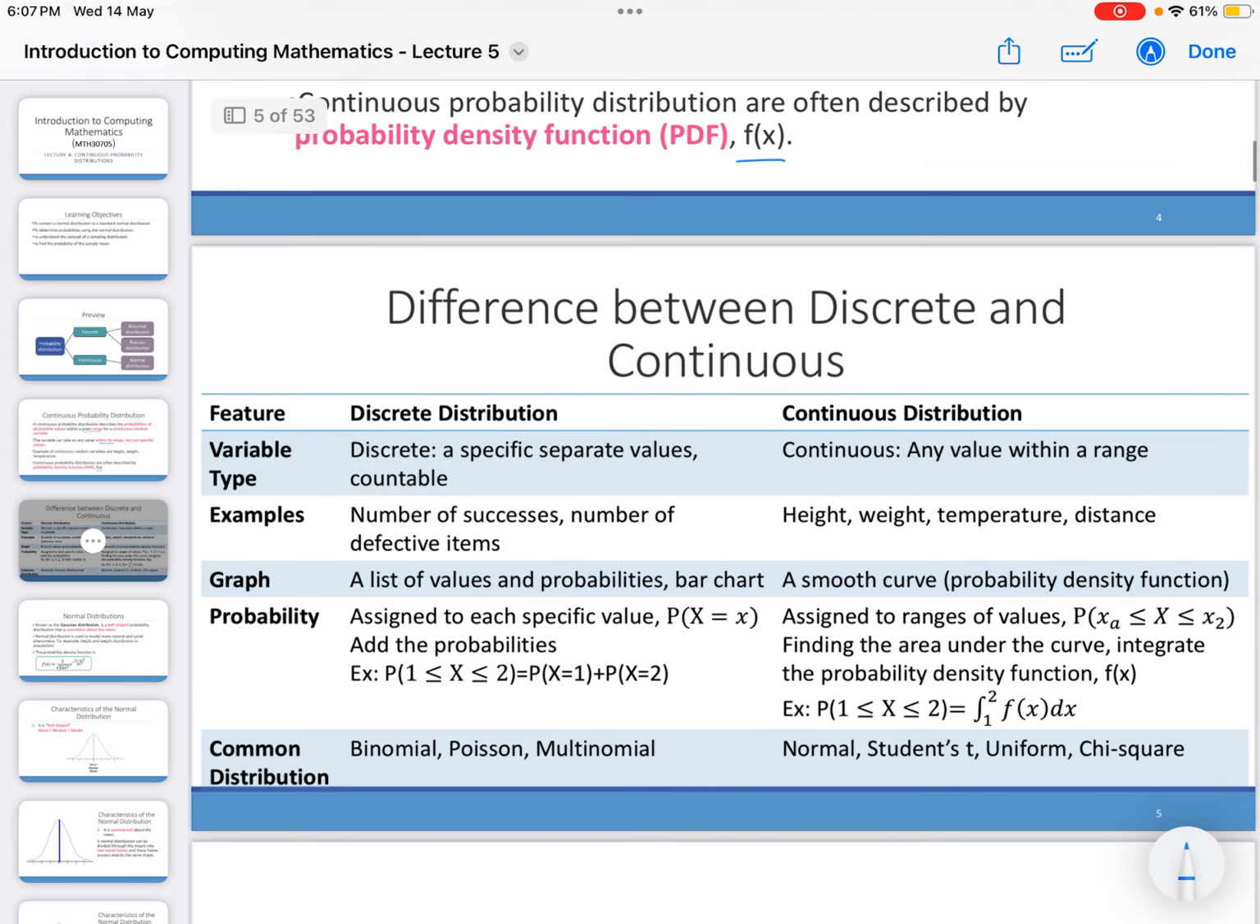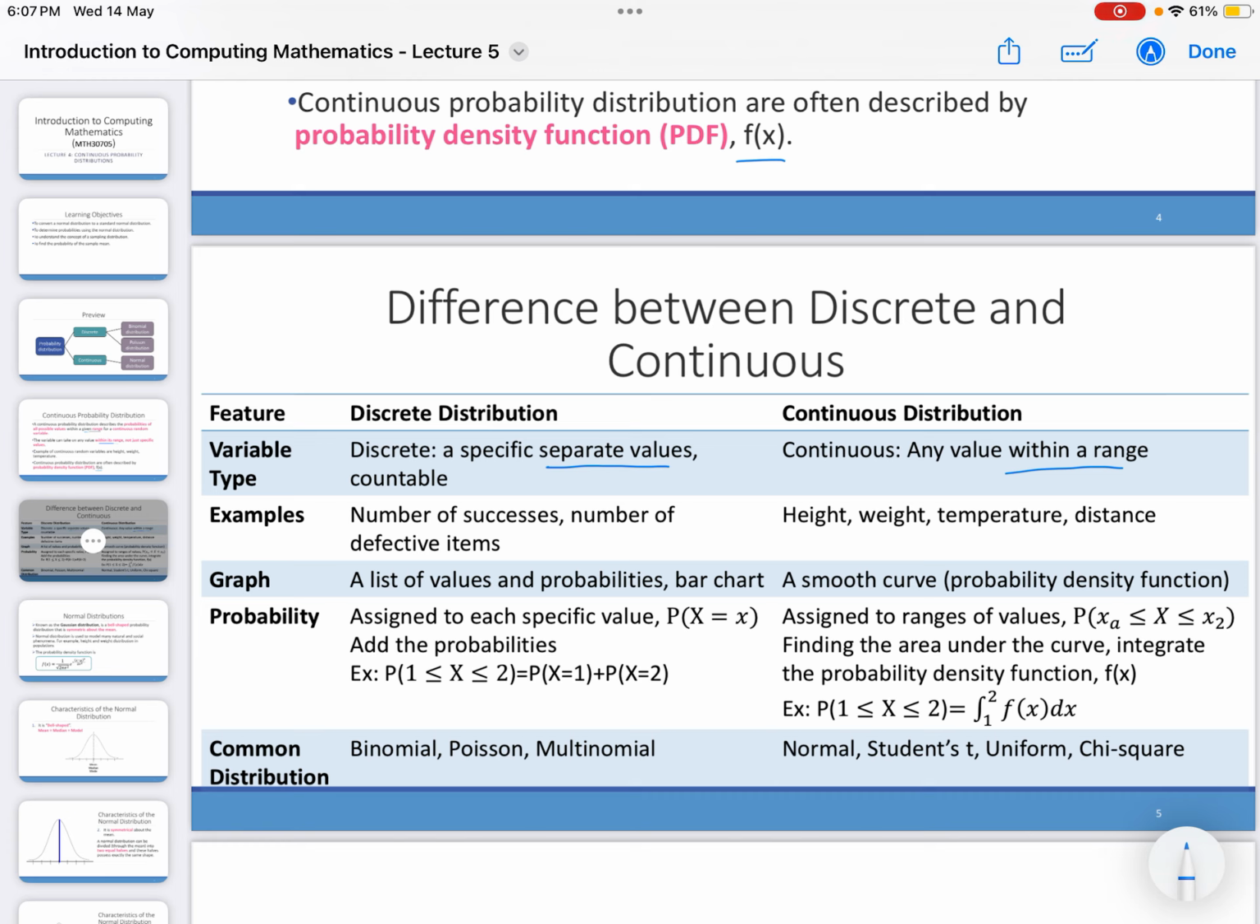So this is the difference between discrete and continuous. For variable type, for discrete we will have the discrete random variable, so we have specific separate values, and this can be countable. For continuous, the random variable will be continuous, which is any value within a range. Examples for discrete are number of successes, number of defective items, and for continuous we can have height, weight, temperature, distance.